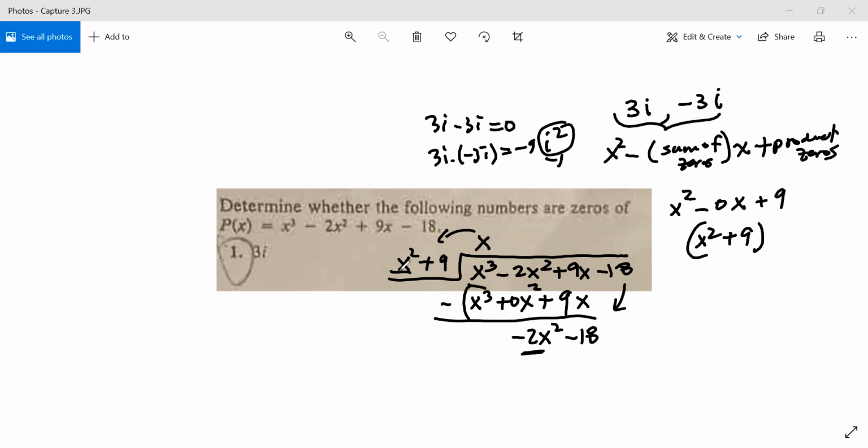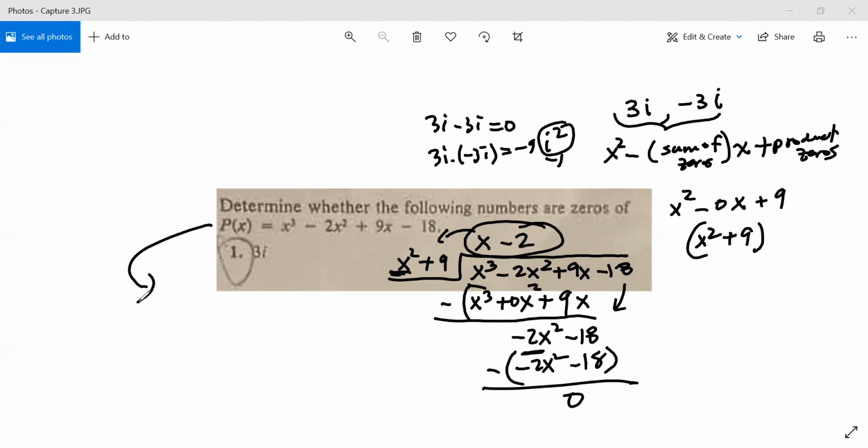Now you can do negative 2x squared divided by x squared, which will give you negative 2. You distribute it, you get negative 2x squared, negative 18. Change the sign, you'll get 0, and that's the other factor. So now you factorize this polynomial as x minus 2 and x squared plus 9.